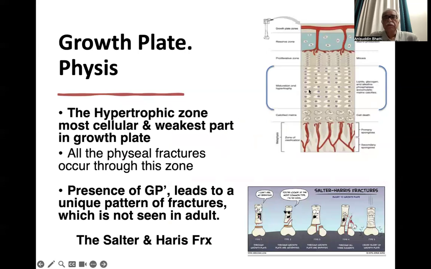You all know this is the hypertrophic zone in the growth plate, which is the weakest portion in pediatric bones. Almost all fractures occur through this hypertrophic zone, and due to the presence of this growth plate, the pediatric fracture has a unique pattern which is not seen in adults. We call this the Salter and Harris type of epiphyso-metaphyseal fracture.